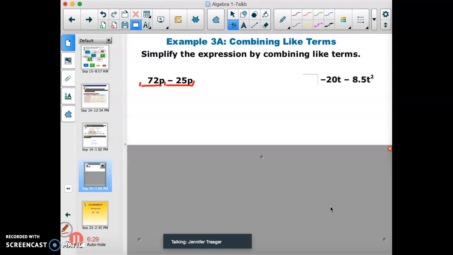What did you guys get? What did you get? 47. But don't forget, you have to tell me what it is. It's purple M&Ms, so 47P. Okay.